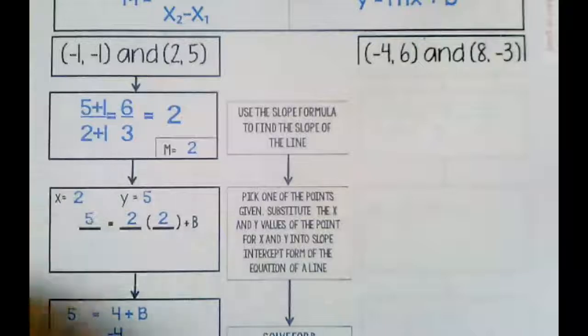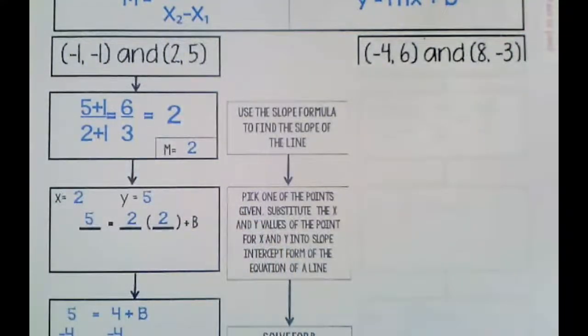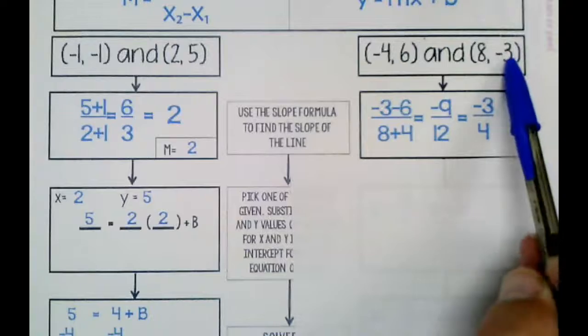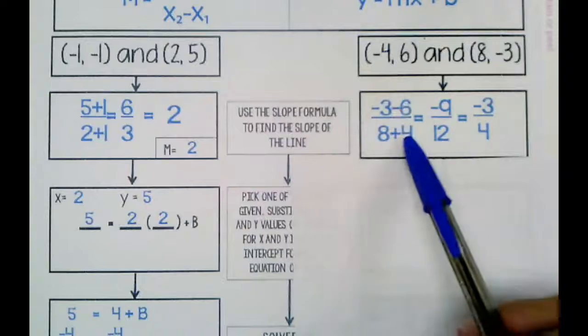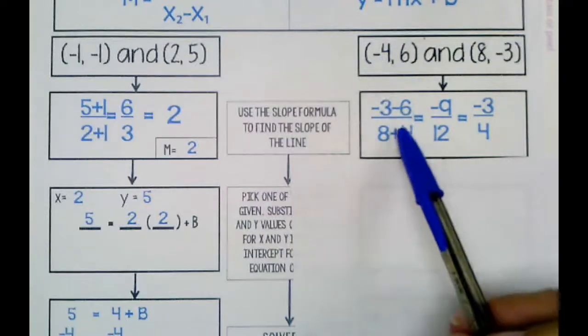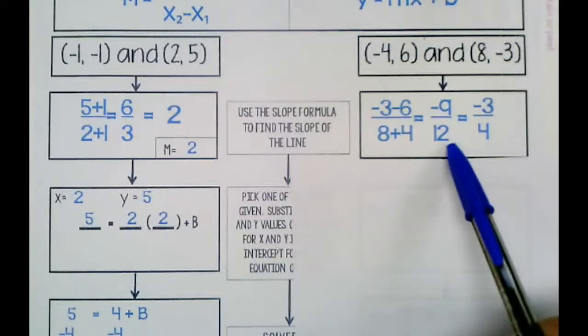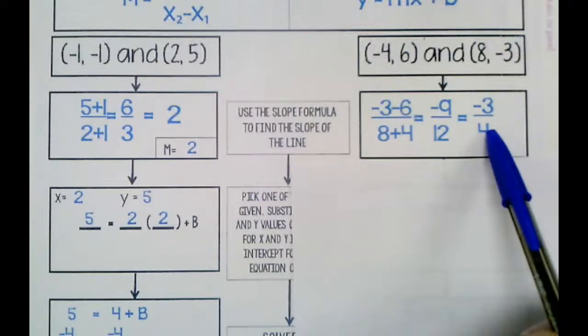We're given the points -4, 6, and 8, 3. So the first thing we want to do, using our slope formula, y2 minus y1 over x2 minus x1, is calculate our slope. So we substituted y2 minus y1, x2 minus x1, adding, because it's an integer, subtraction is adding the opposite. So we get -9 over 12, which is the same as -3/4. So our slope is -3/4.